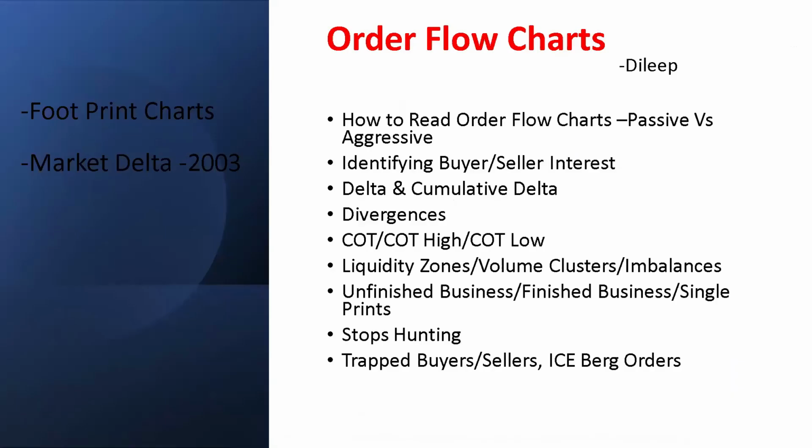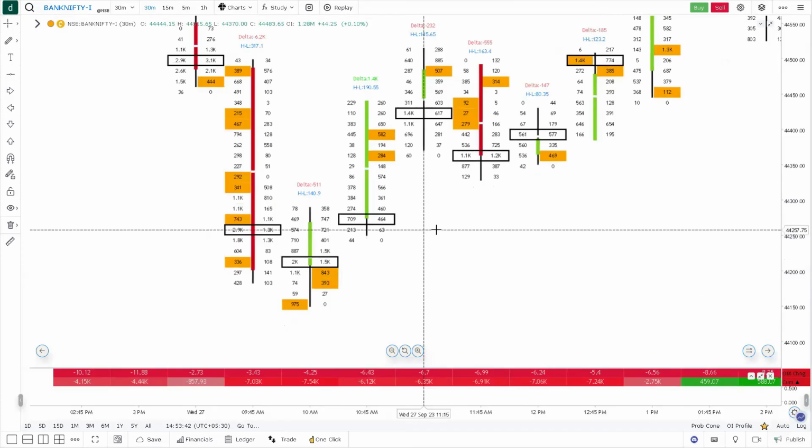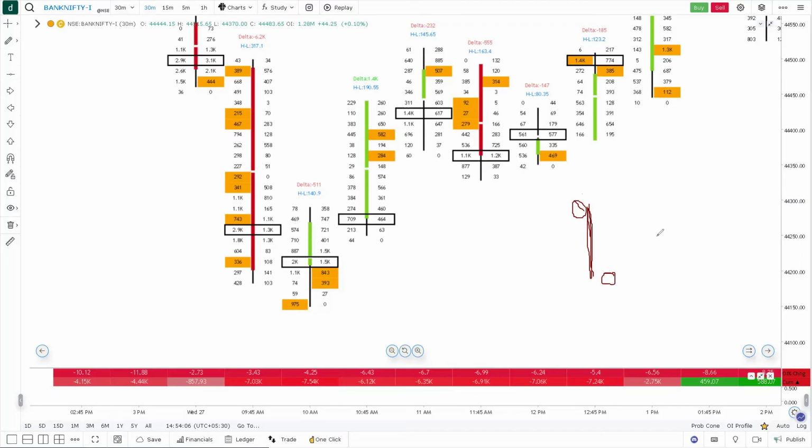Now we are going into unfinished business, finished business, single print. What is unfinished business? What is finished business? What is single print? These are again very beautiful concepts, again contextual. To understand unfinished business, you need to understand finished business. In a green candle, finished business will be at the last corner, the top left side.